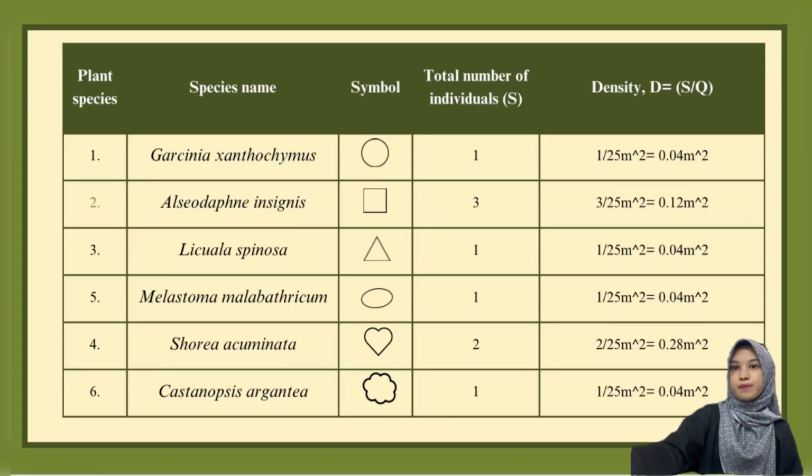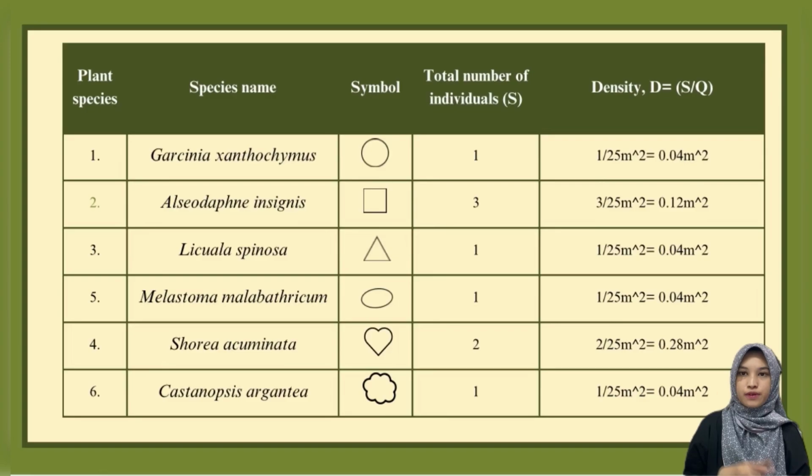After that, we have Pokok Rambai Daun, or scientifically known as Shorea acuminata. And last, we observe one species of Castanopsis argentea, or locally known as Pokok Barangan. Its density is 0.04 meters squared.